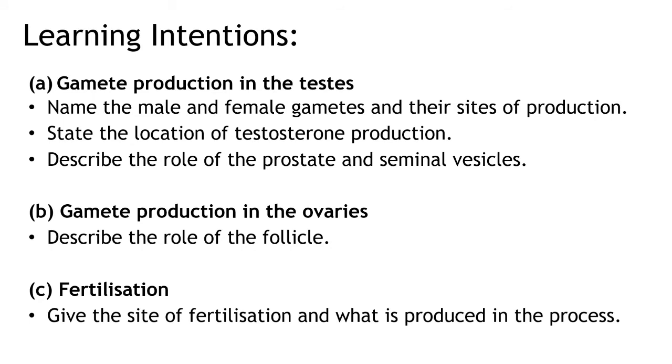is fertilization. We will look at the male and female gametes, their names and sites of production, the location of testosterone production, and describe the role of the prostate and seminal vesicles. We will then describe the role of the follicle, give the site of fertilization, and describe what is produced in the process of fertilization.